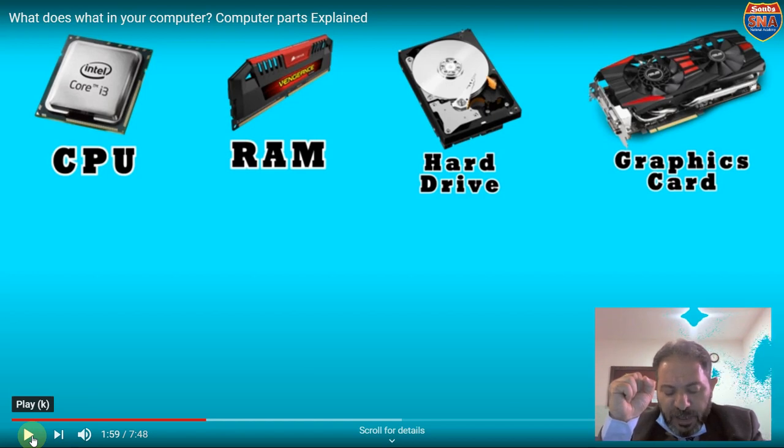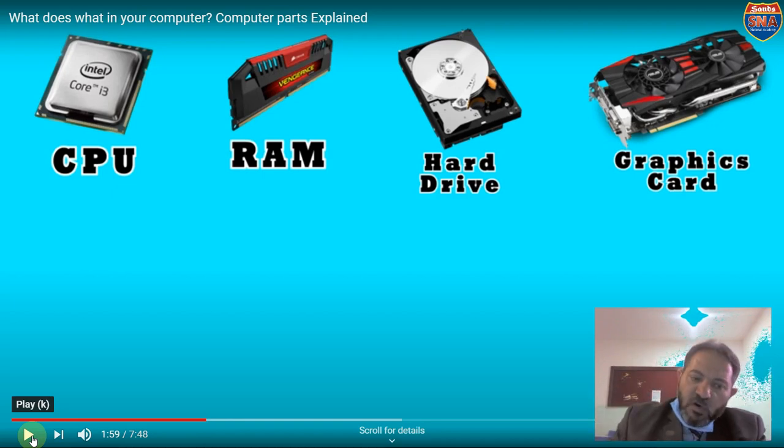The CPU is made up of a control unit which controls the input-output devices, the arithmetic and logical unit, the ALU, which carries out calculations and makes logical decisions, and the immediate access store, RAM. So this is the main job of the CPU.